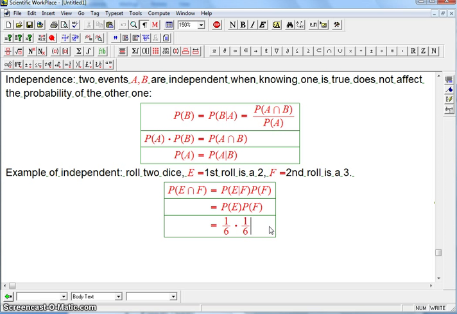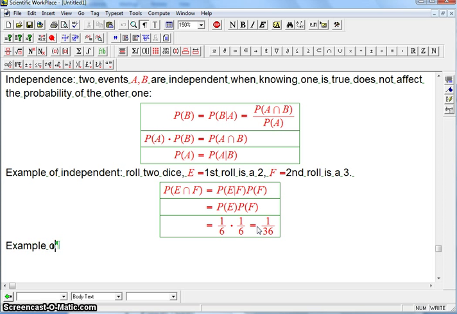And it is because those events are independent and essentially identical. It doesn't really matter whether it's the first roll or the second roll. Independent, identical events give us nice things. They give us powers. This is 1/6 squared, which is 1/36. But what about non-independent events?